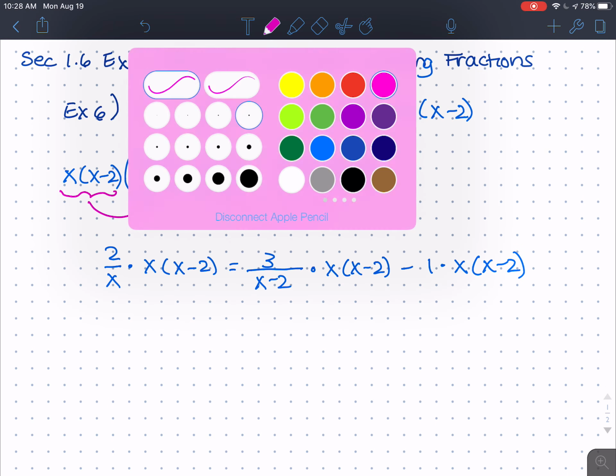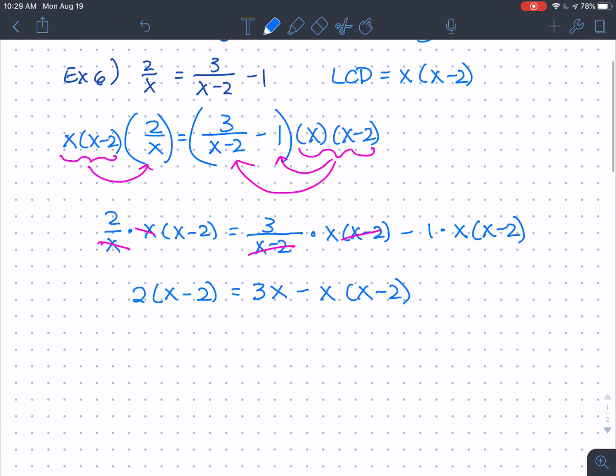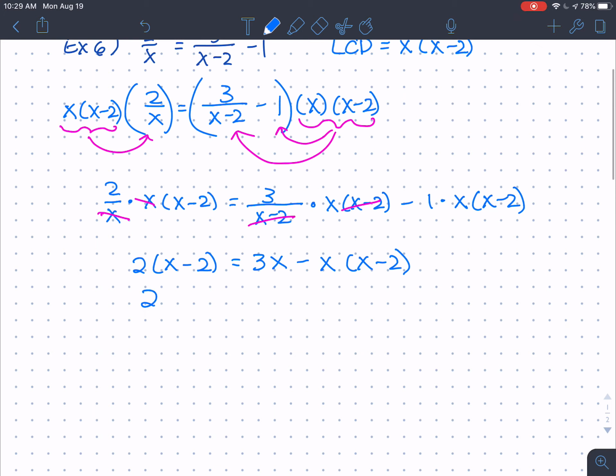Now I can start canceling. The first fraction, the x's cancel, and I'm just left with 2 times x minus 2. The second fraction, the x minus 2's cancel, and I'm left with 3 times x. The next one, nothing cancels, so I just have minus x minus 2, and now it's much more straightforward. No more fractions. I'm just going to distribute and see what kind of equation I got.